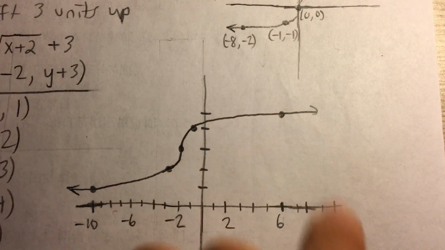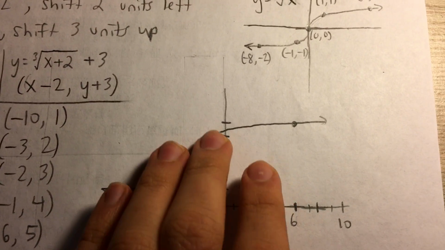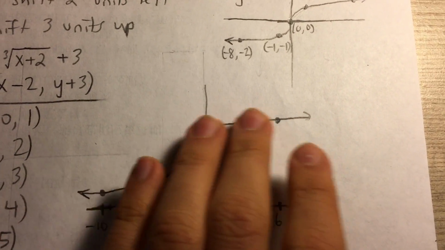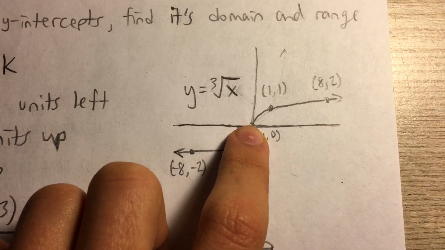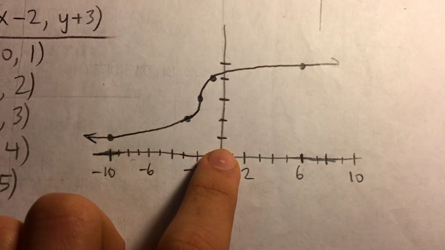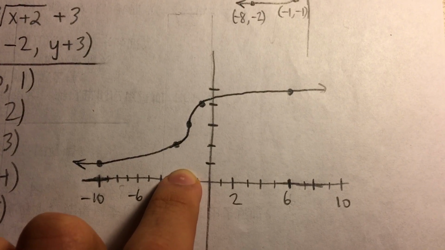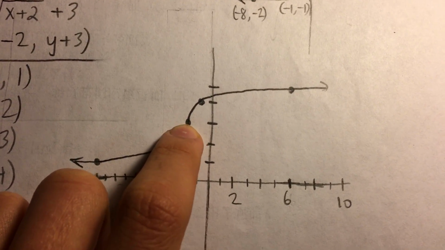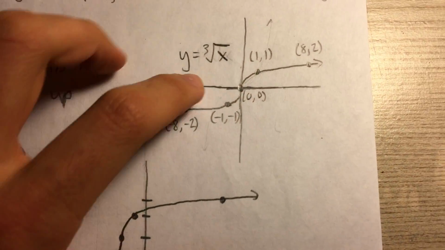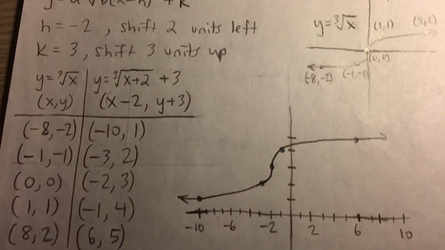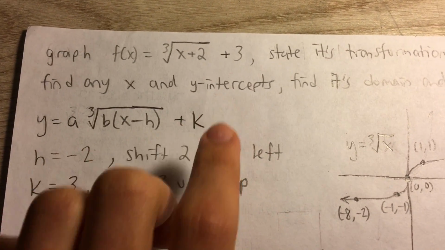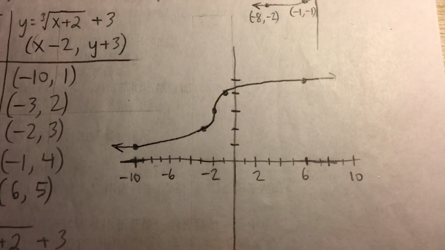So this is the sketched graph, and you can see all it is compared to the original is shifted 2 units to the left and 3 units up. So you see this point right here is the same point here, it's just moved a bit due to the transformations.